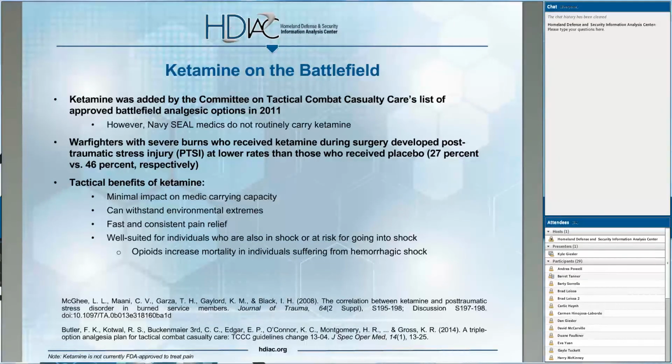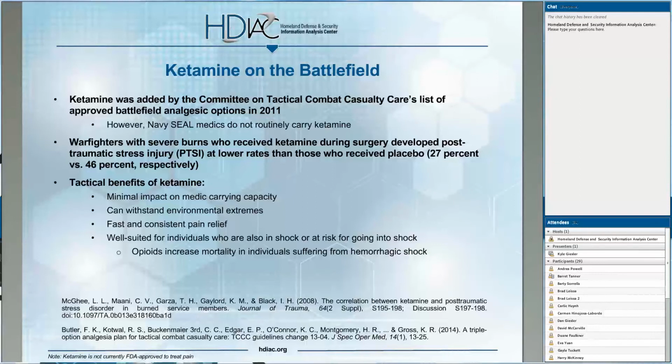Ketamine has been approved by the Committee on Tactical Combat Casualty Care as an approved analgesic since 2011, which is really interesting because although the Department of Defense has recognized that ketamine is an approved analgesic on the battlefield, the FDA has not. No drug company to date has successfully put ketamine through clinical trials for the treatment of acute pain. This, of course, is changing in just a moment. I'll tell you that in the next slide.